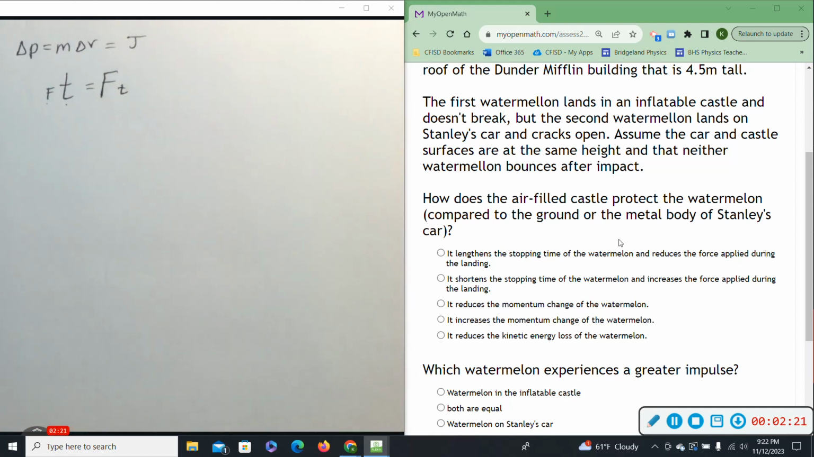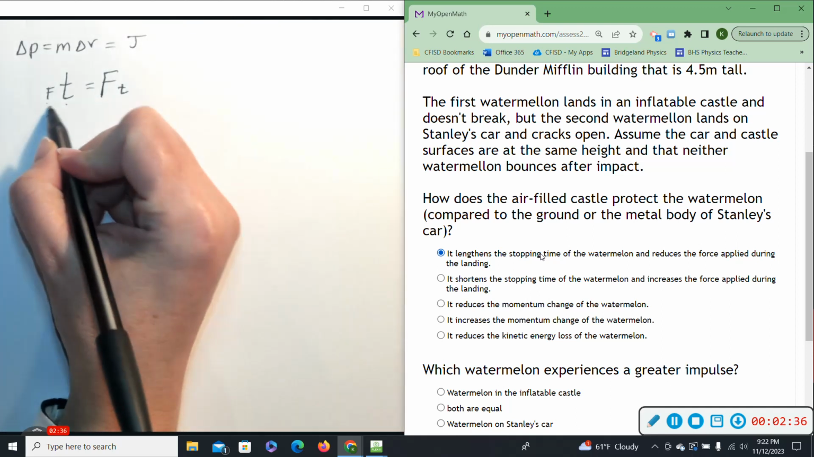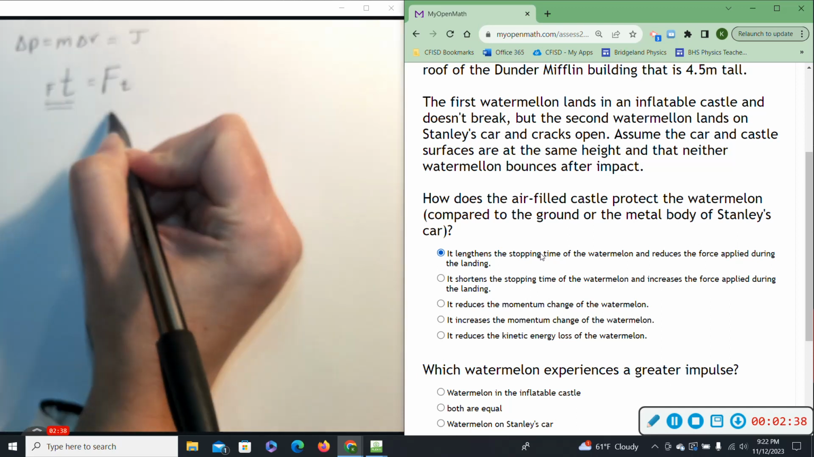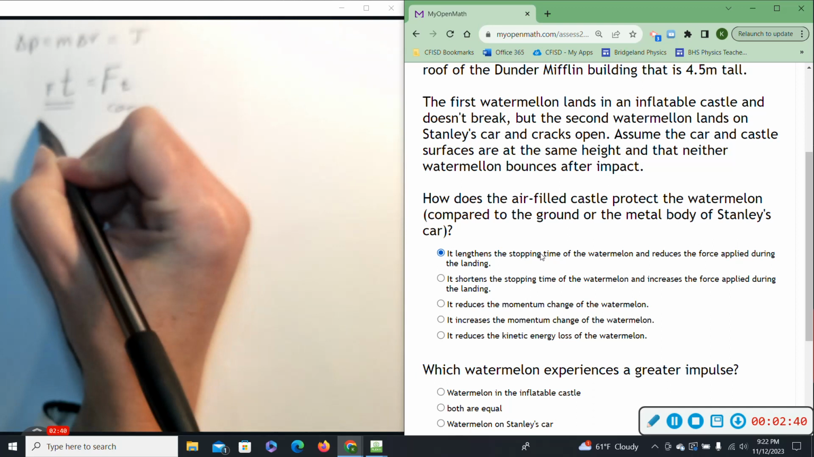Looking at the answer choices, it wants to know how the castle protects the watermelon compared to the metal body, and it does so by lengthening the stopping time and thereby reducing the force that it experiences during landing. This is what you would see for the bouncy castle versus what you would see when it hits his car.